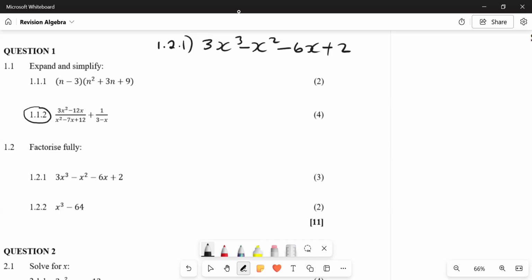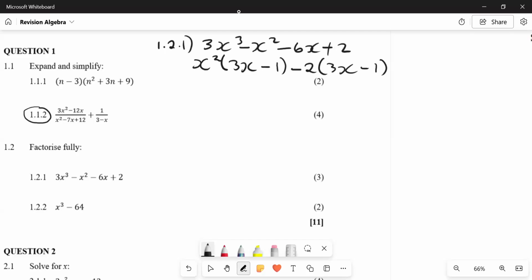So for this situation, how do we factorize? We have to take out the common factor. So we have the common factor of x squared there, and you'll be left with 3x minus 1, right? And then for this part here, we take out the common factor of minus 2, and you'll be left with 3x minus 1, right?